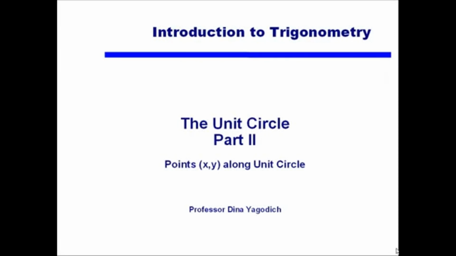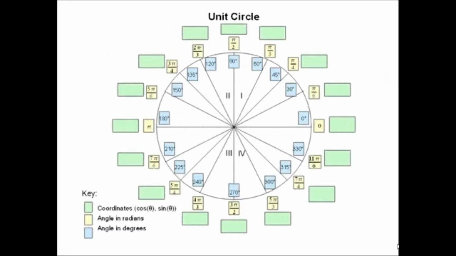Here's the second part of the unit circle. Now we're going to look at the points x, y along the circumference of the unit circle. Okay, here's where we left off last time. We have our unit circle populated with our degrees and our radians for our critical angles. Well, now you've noticed in the key I have coordinates cosine of theta and sine of theta.